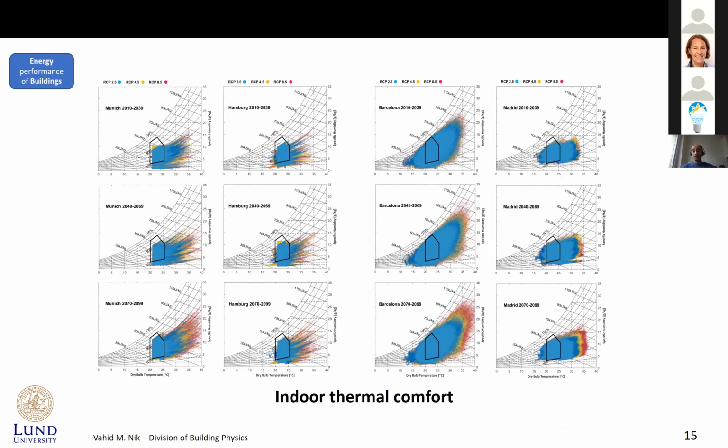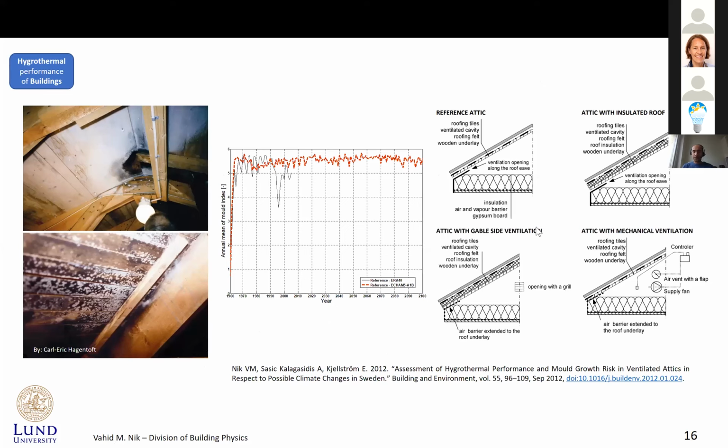We also look into indoor thermal comfort. This is from a work that has been submitted, so there is no reference here. For example, here we look into the indoor thermal comfort for the building stock in 4 cities, Barcelona, Madrid, Hamburg, and Munich, for different RCPs. And as you can see, there are differences based on, okay, what RCP do we use, or the locations. So there will be more, hopefully, after having the paper accepted.